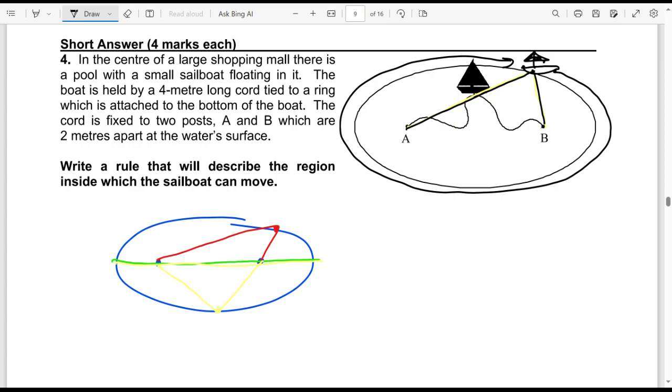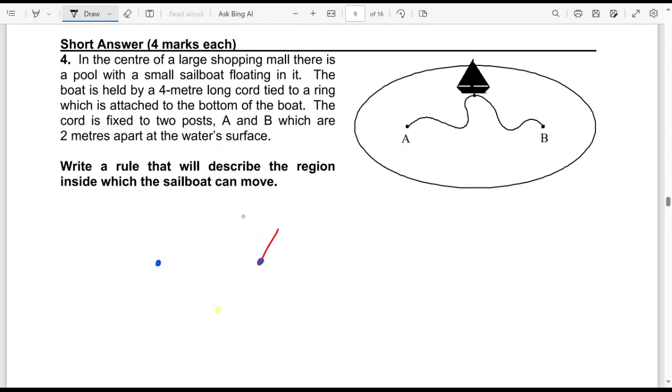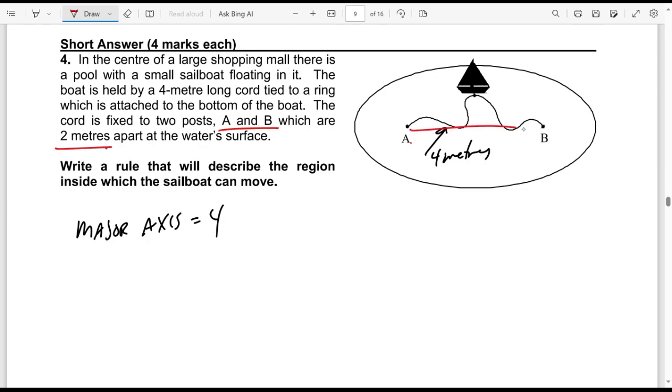Okay. So that's the very nature of these guys here, is that if they've told me that this cord here is 4 meters long, that means that my major axis is equal to 4. Okay? It additionally pointed out that the distance between A and B, so that full distance, is 2 meters.